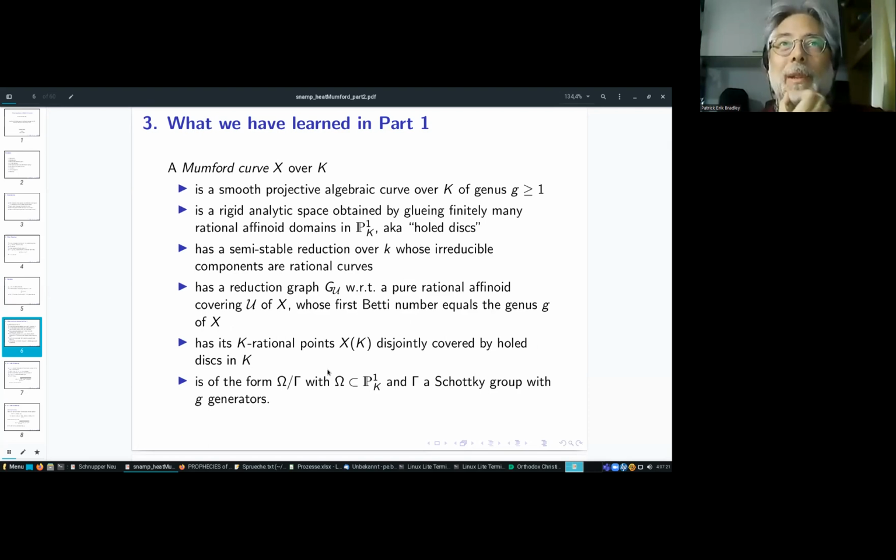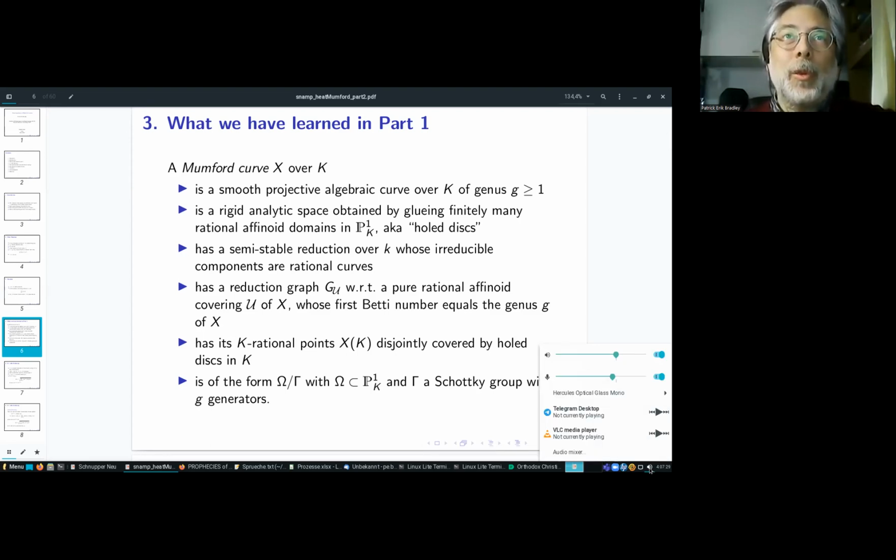So what have we learned last time? We learned last time that a Mumford curve X over our field K is a smooth projective algebraic curve over the field K of genus g at least 1. Those of you who have done some p-adic mathematical physics can think of this as a p-adic Riemannian surface. And we learned that not all such algebraic curves are Mumford curves, only a special kind. And a Mumford curve is a rigid analytic space obtained by gluing finitely many so-called rational affinoid domains in the projective line, and these are known as holed disks. So you can think of those as equations defining a disk with holes, and the corresponding spaces have more structure on them. They're glued together to form this Mumford curve or p-adic Riemannian surface.